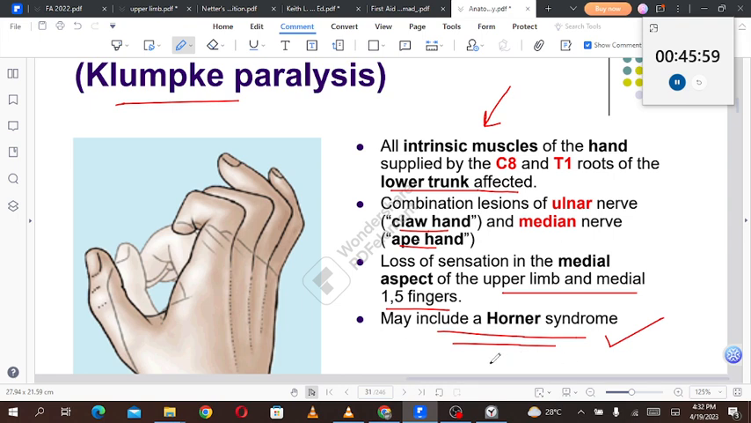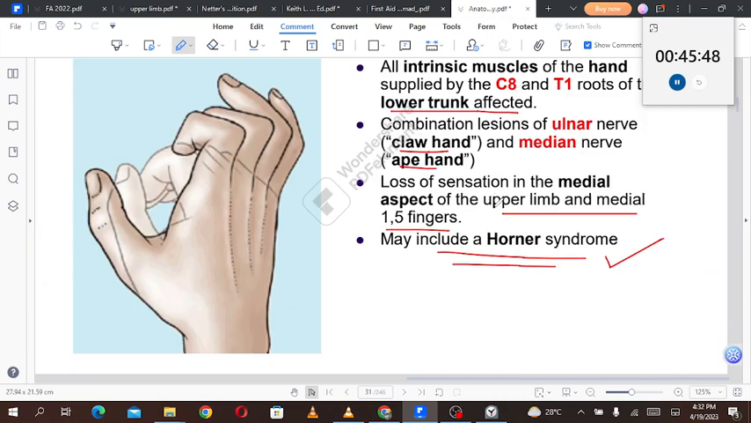So that is Horner syndrome that can occur along with the lower root paralysis of the brachial plexus, that is Klumpke's paralysis. So remember this. Loss of sensation in the medial aspect of upper limb, and the medial 1.